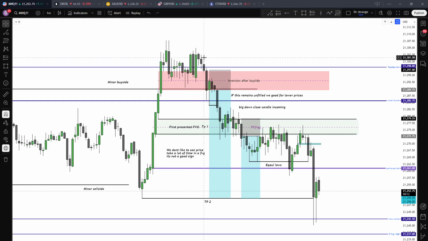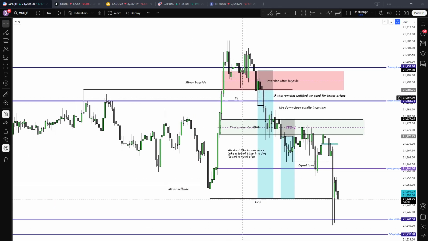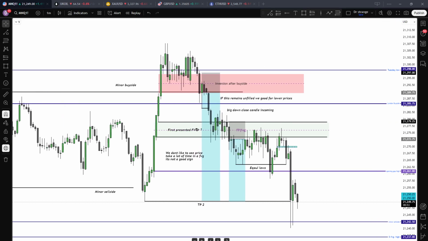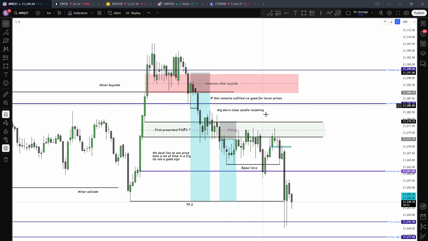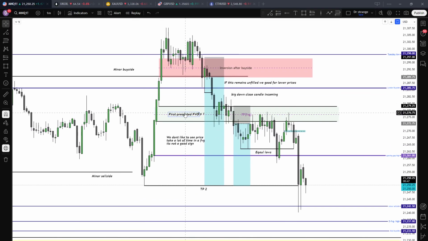How does it behave? And you can always sell as long as there's a body candle closure below the London buy side. So this will act as support. If you don't sell that high here, you want to wait for body candle closure below here. And you want what? Sell short here. And if you don't short there, you wait for body candle closure below the first presented fair value gap, wait for retest and sell short, which was this idea.